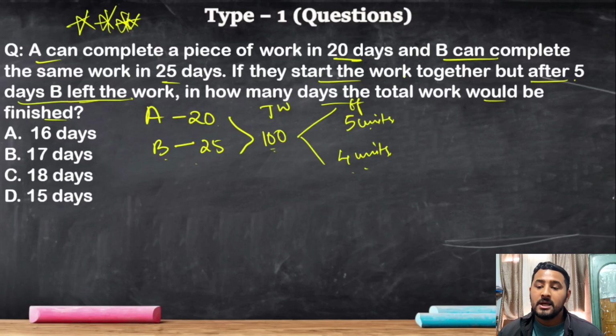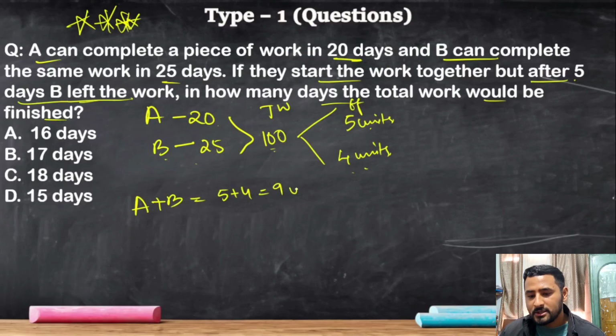Now the time comes. First they are working together, so get the efficiency of both of them. 5 plus 4, A plus B is equal to how much? 9 units. But it is up to when? Out of this total work of 100, they are working together for only 5 days, because after 5 days B has left. After 5 days B left the work. But till 5 days they both were working, right? A and B are working together up to 5 days.